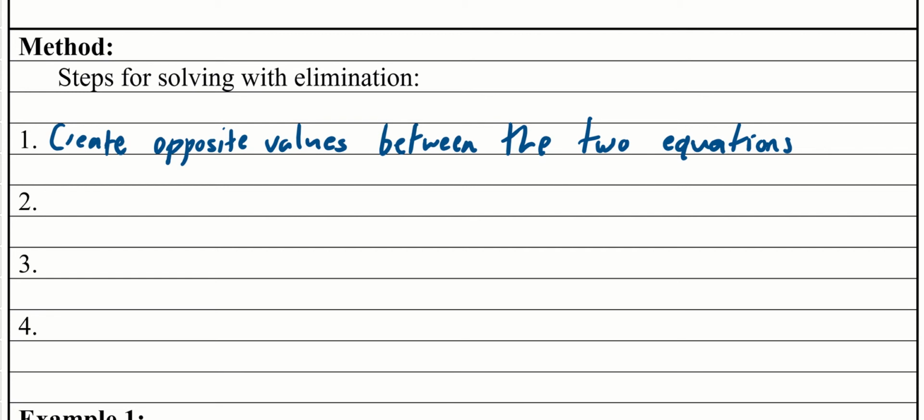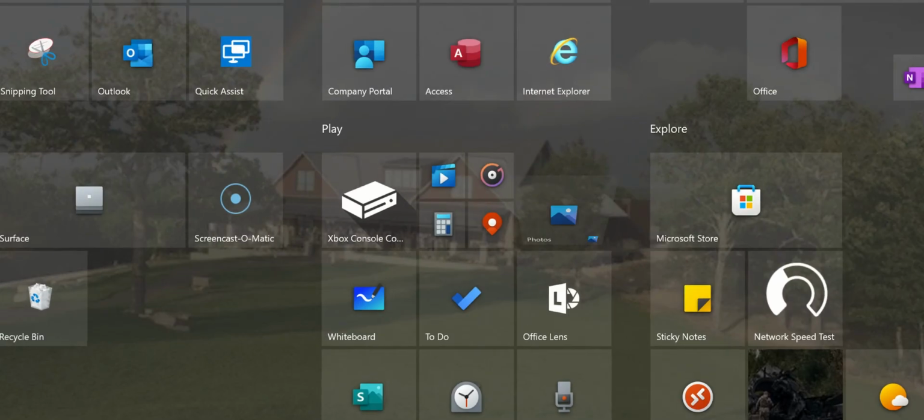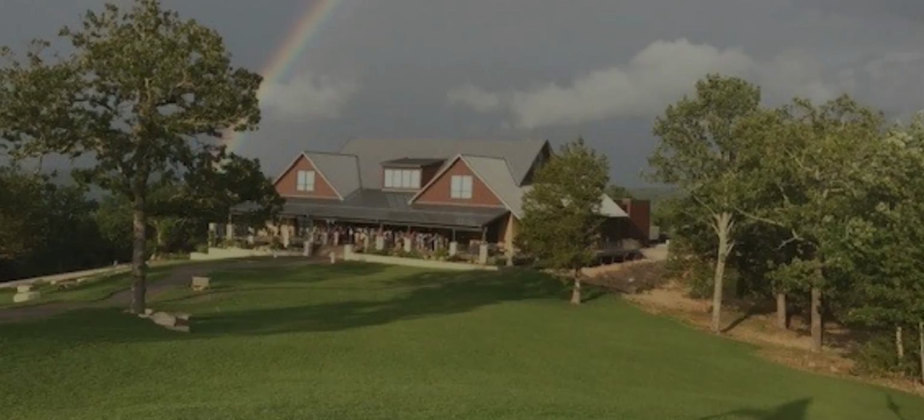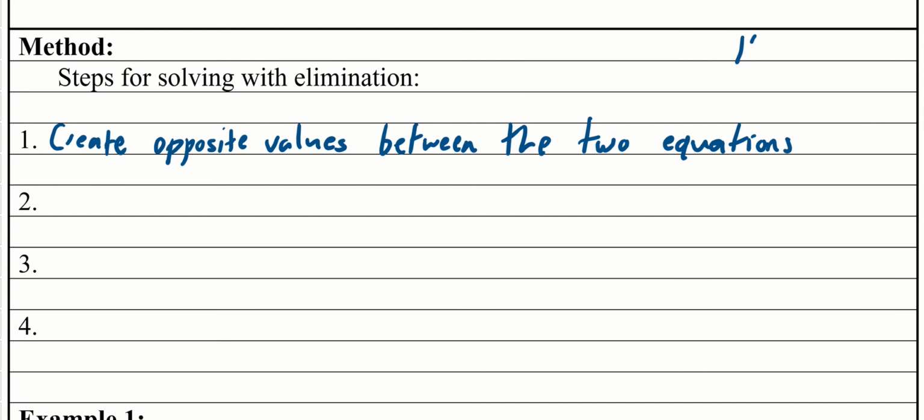So for example, when we talk about opposite values in mathematics, what we're referring to is, for instance, values such as positive 10 and negative 10, or positive 4 and negative 4, things like that, opposite of each other. Okay, so we want to look to create those opposite values between the 2 equations.